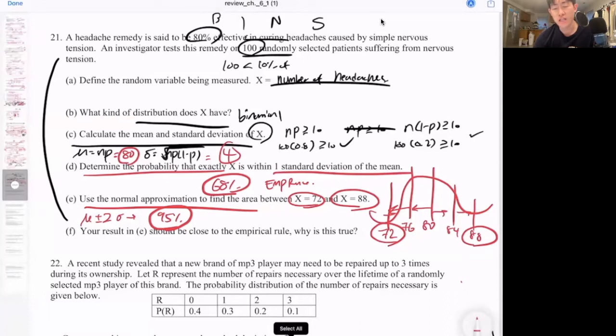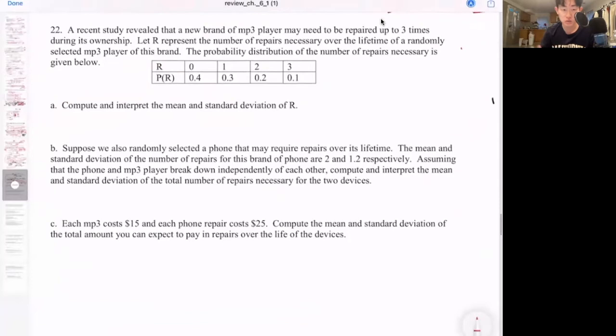All right, so we have 95%. It should be close to the empirical rule because you're moving 2 standard deviations away. All right, so you can just write that down. I'm sure you guys can do that on your own.